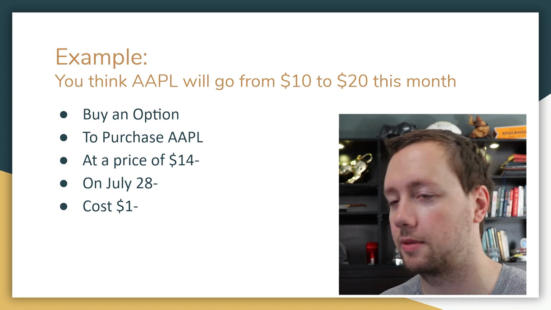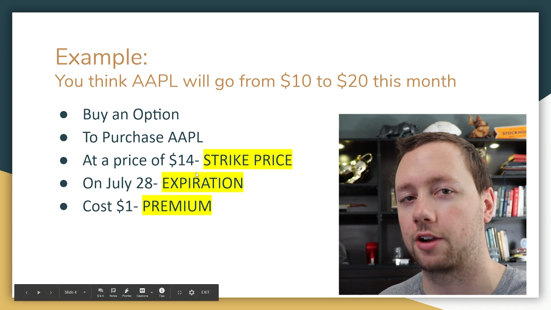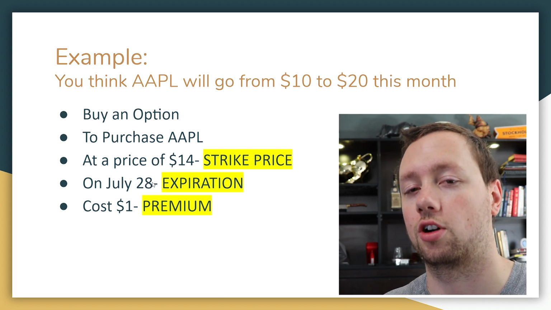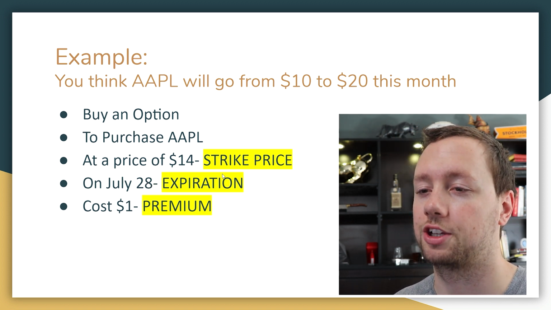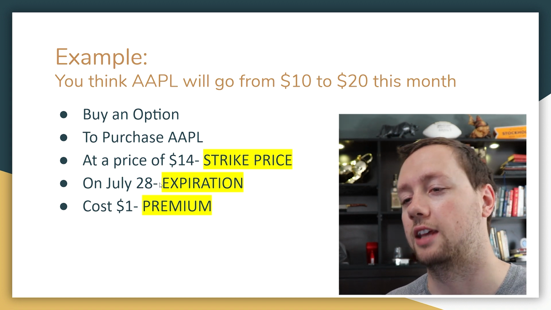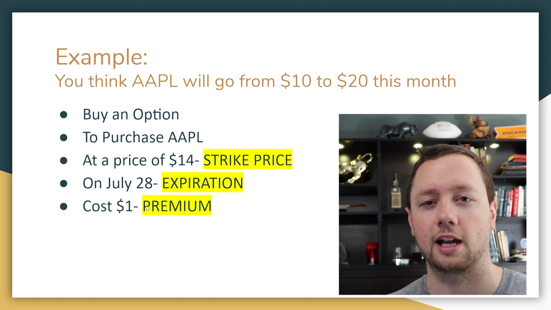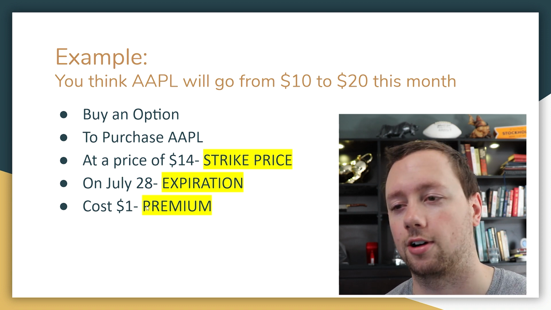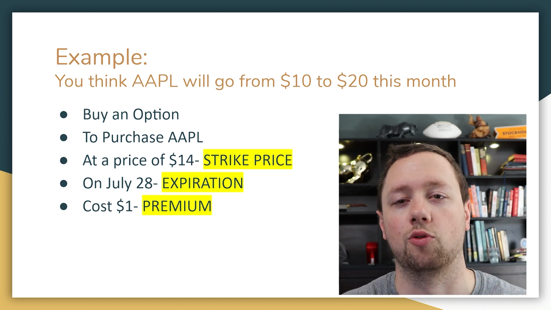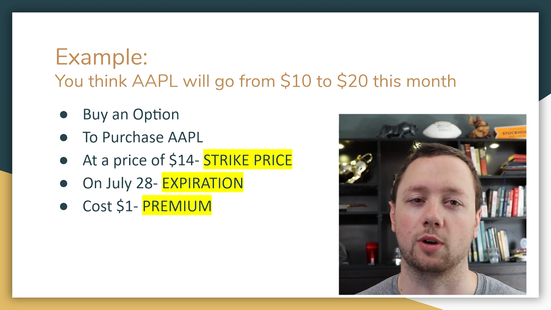And in order to better describe that, we do have some terminology. The terminology that we use to describe the price at which you can buy or sell that stock is called the strike price. The date at which that contract is good until is called the expiration date. So this one is good till July 28th. In this theoretical example, the expiration date is July 28th. And the cost to put that contract together, we call that a premium, and the cost in this case is $1. So in theory, you're paying $1 today for the right to buy Apple stock at $14 on July 28th.